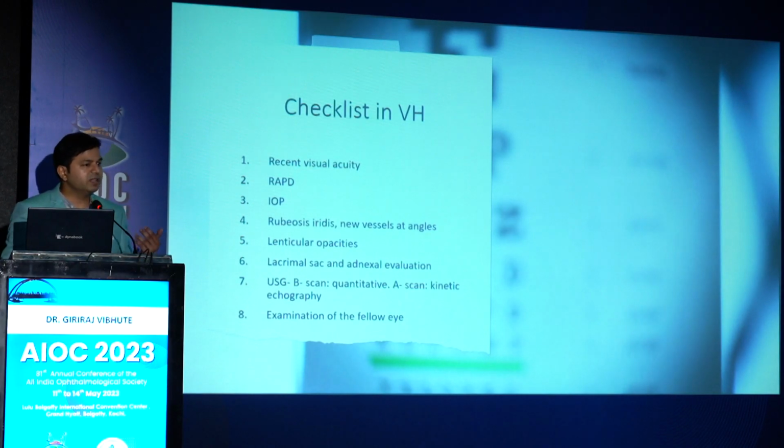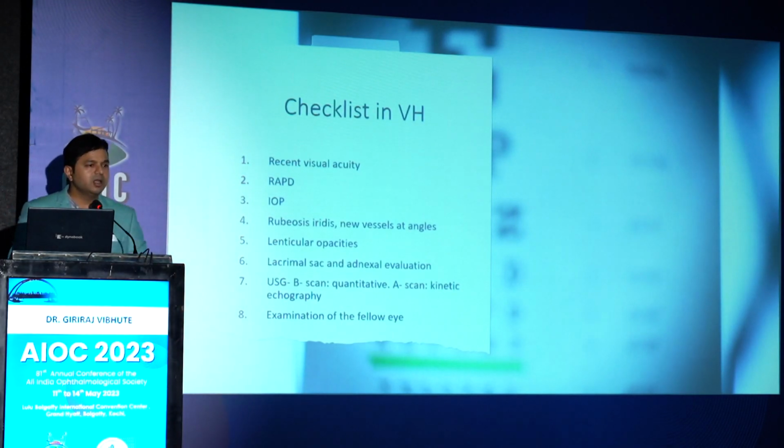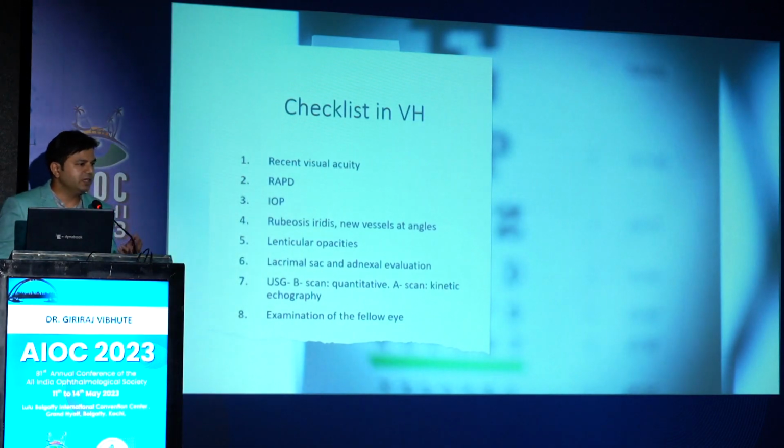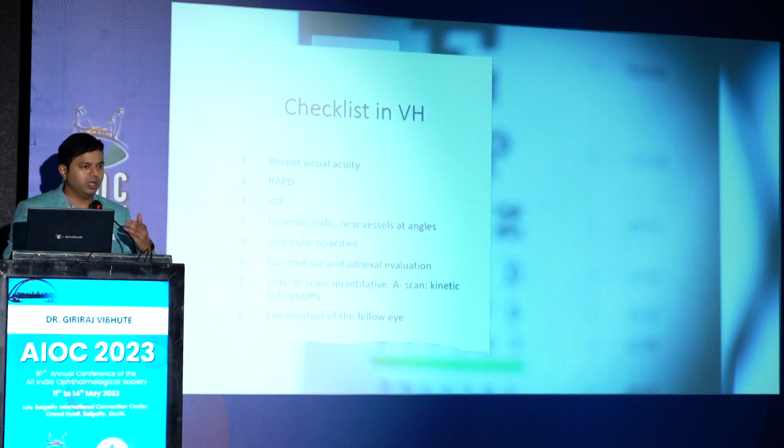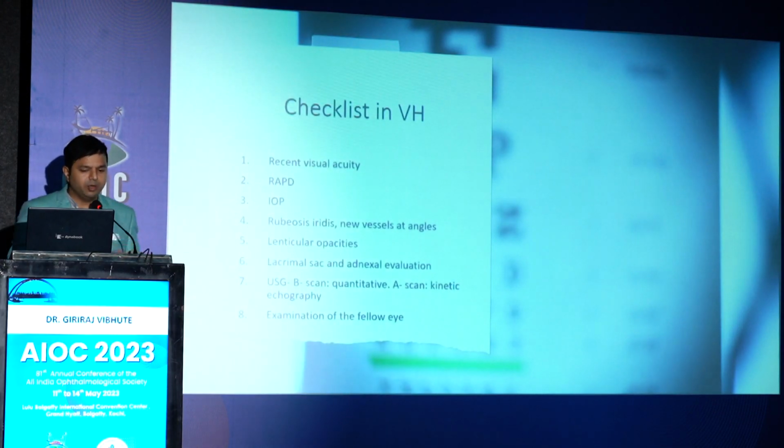If it is low, you can suspect retinal detachment, or if it is high, you may have to look for neovascular glaucoma, etc. Look for neovascularization at the angles and at the iris. Lenticular opacities may help you in planning your management. Looking for lacrimal sac and adnexal evaluation, again, this is important. B scan is the savior in total vitreous hemorrhage cases. You may find presence of retinal hemorrhage or intraocular foreign body or any other pathologies which may not be obviously seen. So examination of the fellow eye, again, it is very, very important.